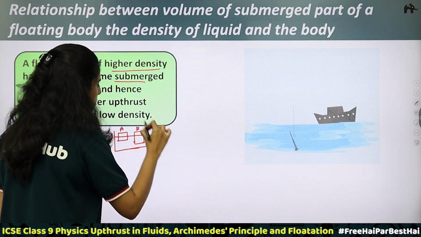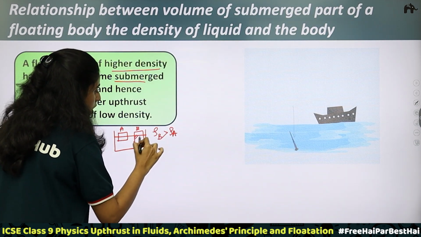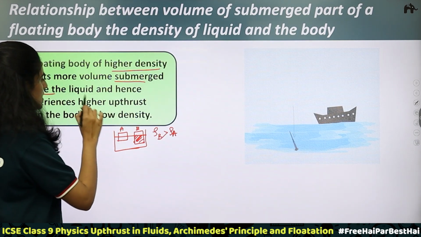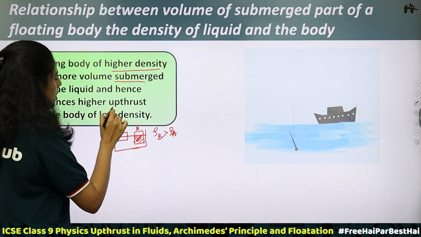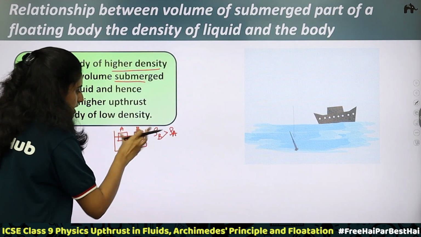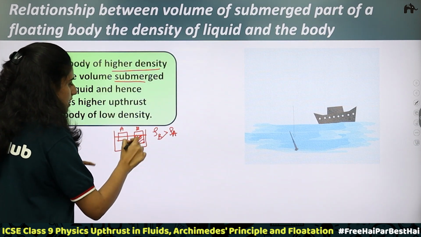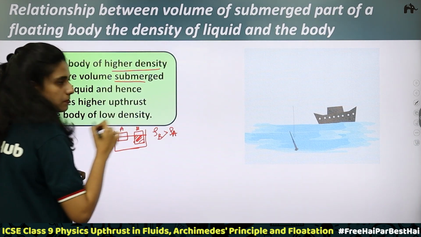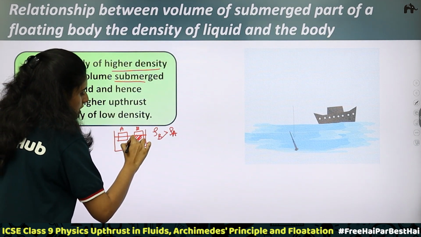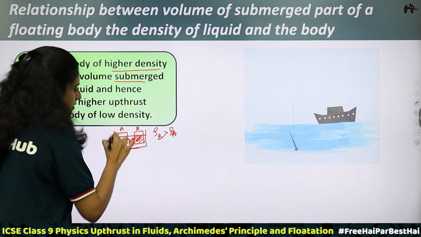Okay, density of B will be greater than density of A. Why? Because you can see that the greater volume of body B is submerged inside the liquid and hence experiences higher upthrust than the body of low density. When you compare in which case the upthrust will be higher, upthrust will be higher in the second case, that is B. Why? Because here more force is required to keep the body floating compared to the first case.